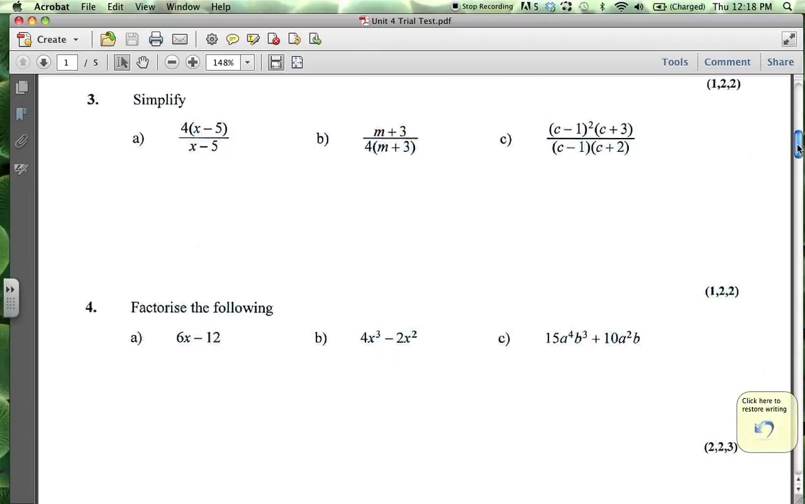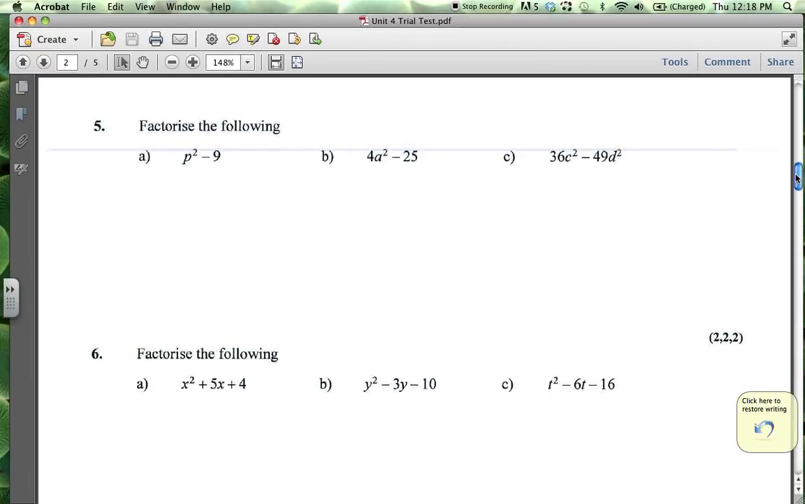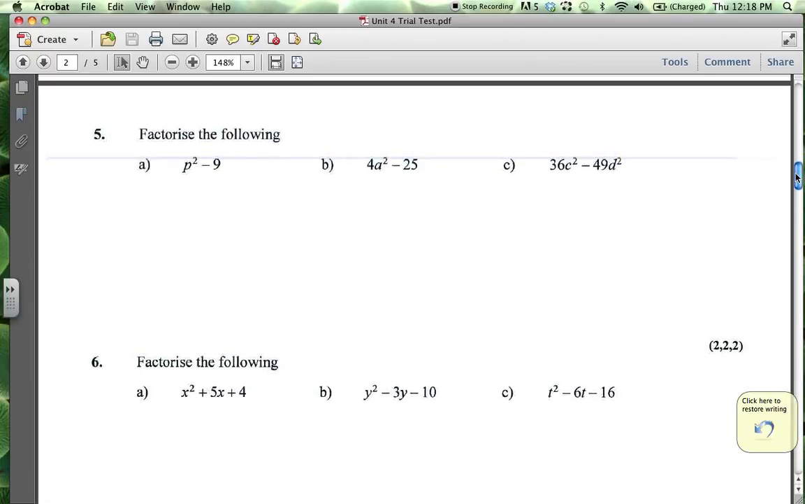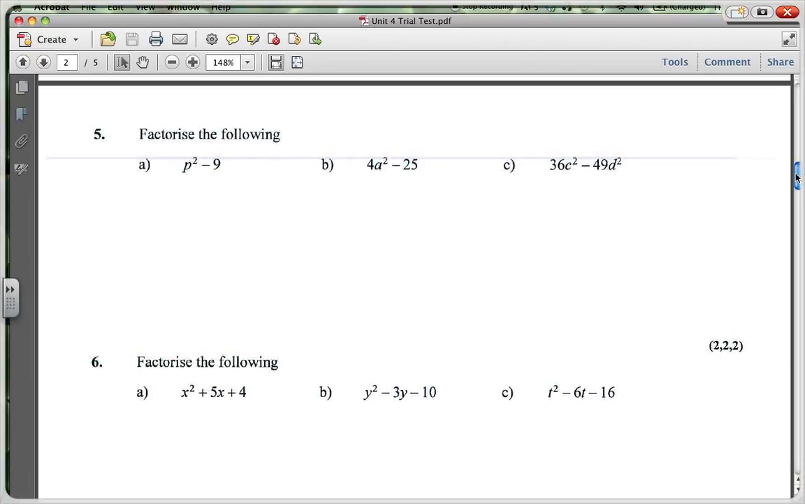Fine, going down now to this one over here. Alright, so again we always check if we've got something common. Now, we don't have anything common in both, so I can't take out a common factor. But when you've got two terms and you've got a negative sign, then think of the difference of two squares. Now, p squared you can write as p times p, and 9 you can write as 3 times 3. So this will be p minus 3, p plus 3.